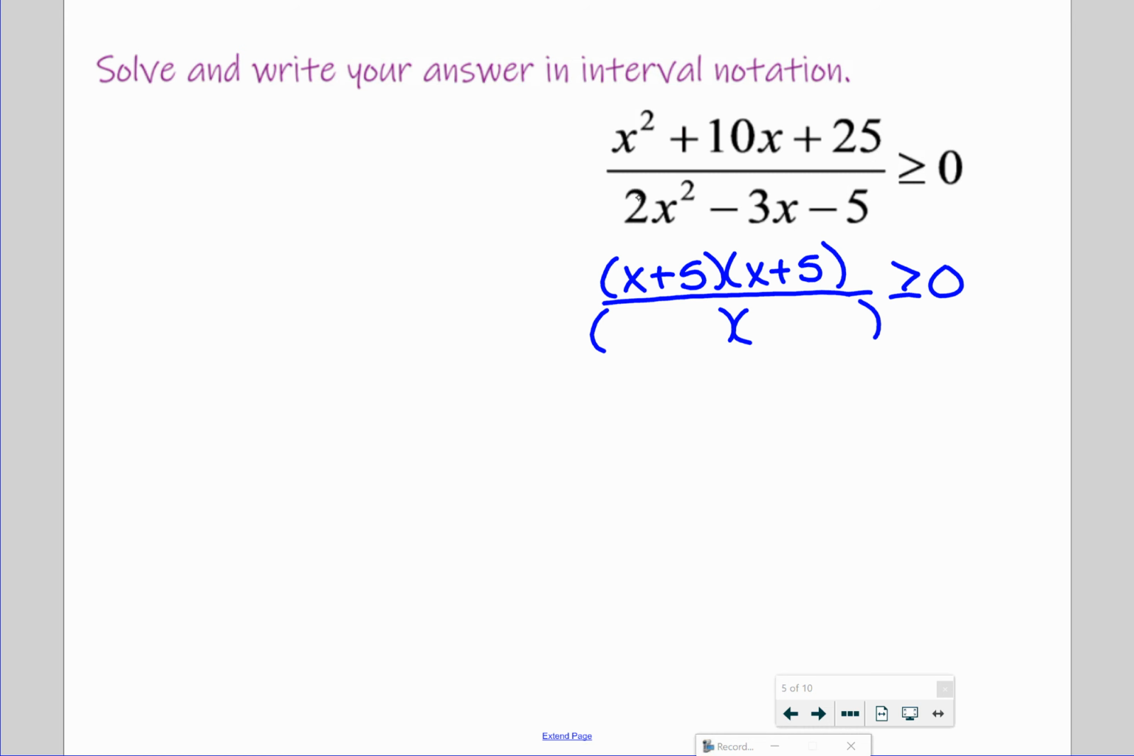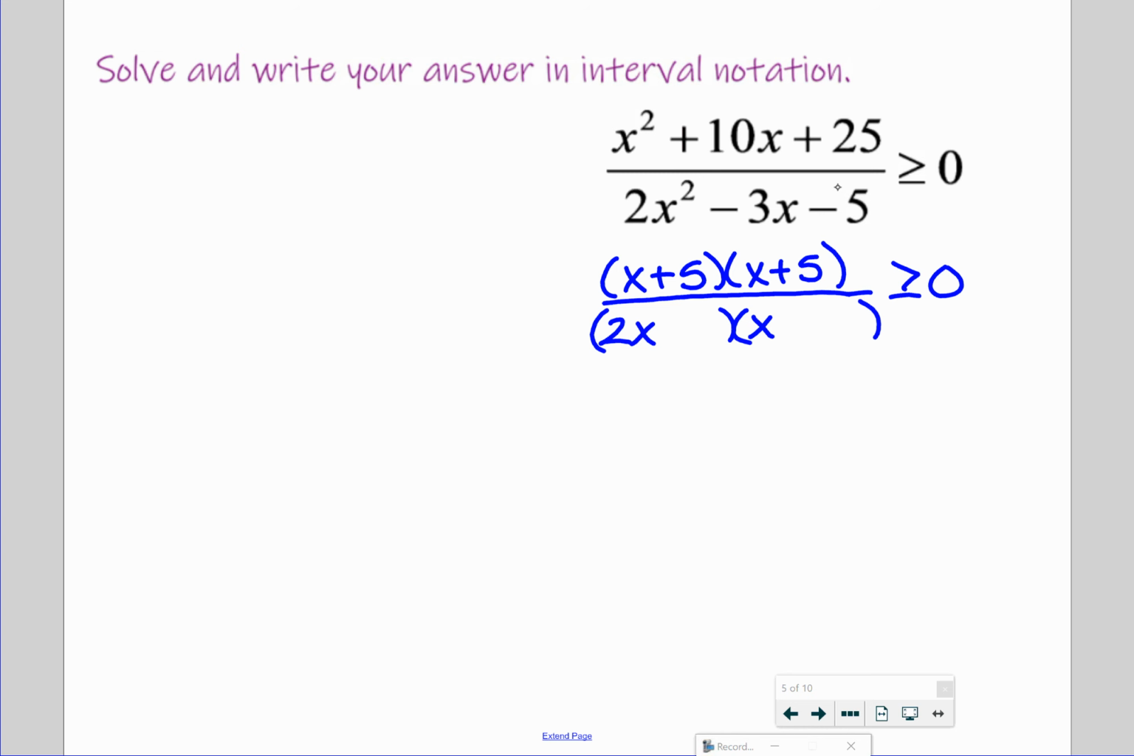Now I'm looking for two numbers that multiply together to get a 2x squared. That's a 2x and an x. Then I need two numbers that multiply to negative 5. Well, I don't have a lot of options there. It's either 1 and 5, where 1 is positive and 1 is negative, or vice versa. I need a positive and a negative. 1's a 1, 1's a 5.